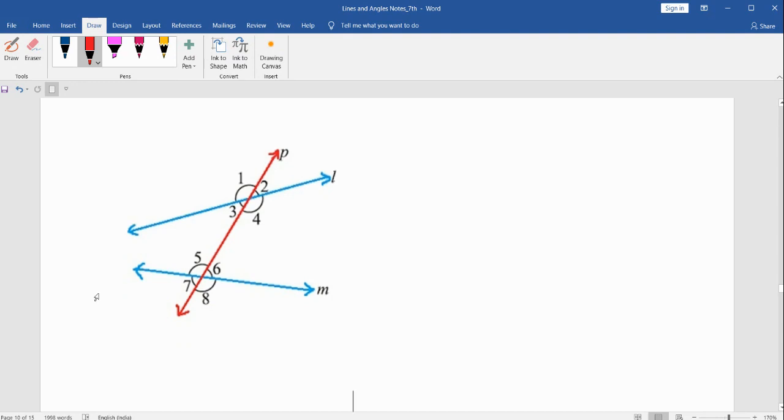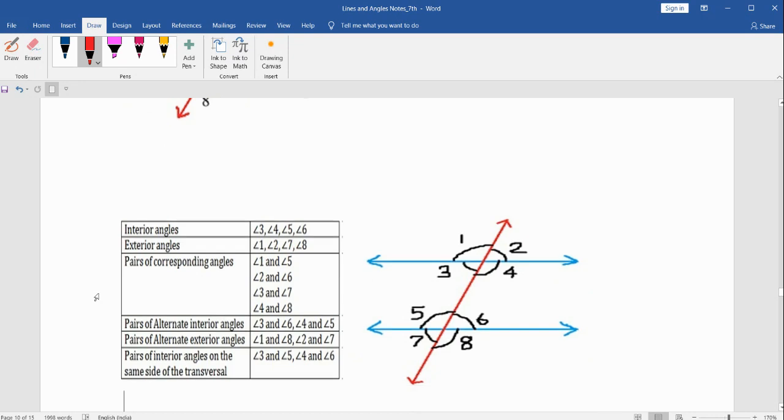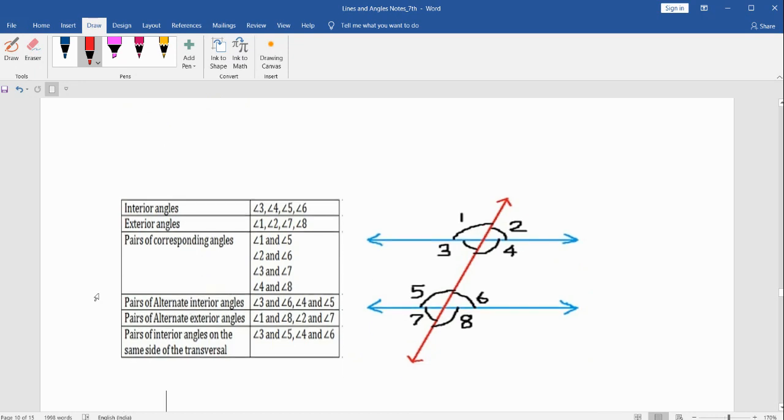These angles are not that simple, that I've just told you these are the angles formed by this transversal and it's done. No. In fact, there are certain features these angles have, and with the help of these features only, we are able to solve so many problems in geometry, especially as far as the lines and angles chapters are concerned. So now let's talk about these angles, what these angles are called.